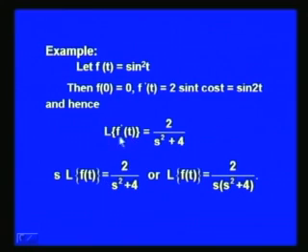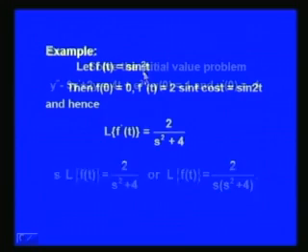So, L of f'(t) becomes s into L of f(t), which is equal to 2 over s squared plus 4. Dividing by s, we get the Laplace transform of the function f(t), that is the Laplace transform of sin squared t, as 2 over s into (s squared plus 4). So, by using theorem 1 we can find the Laplace transform of f(t) equal to sin squared t.